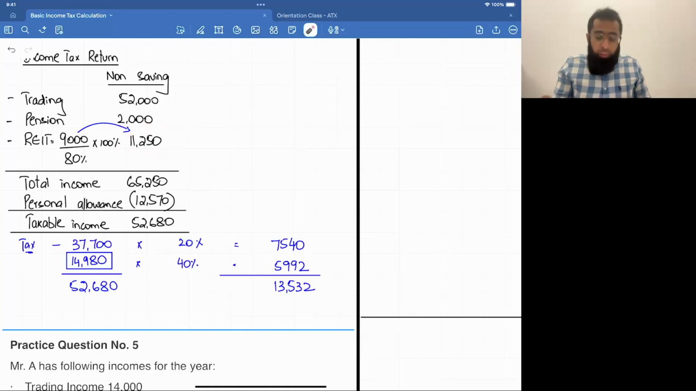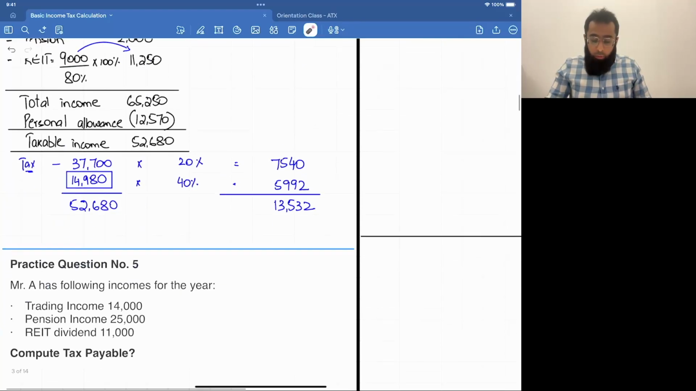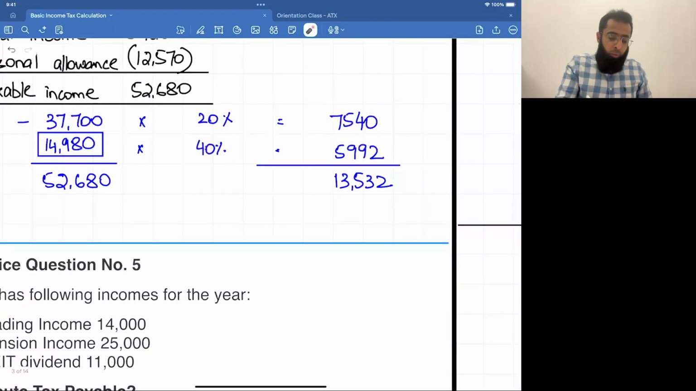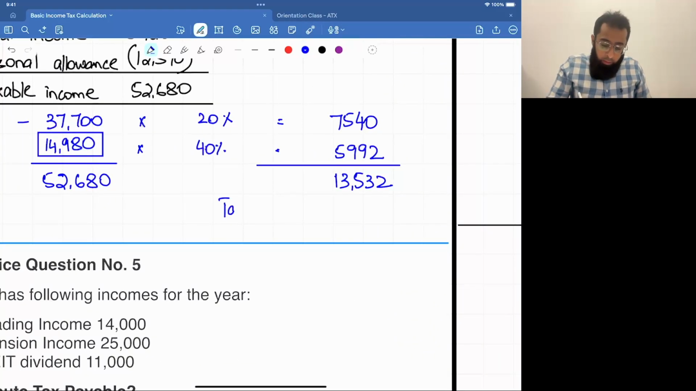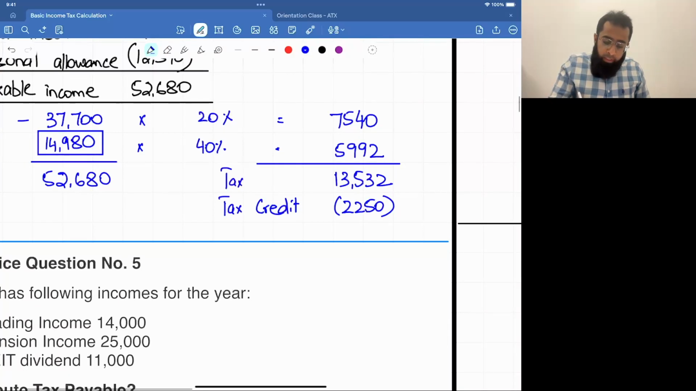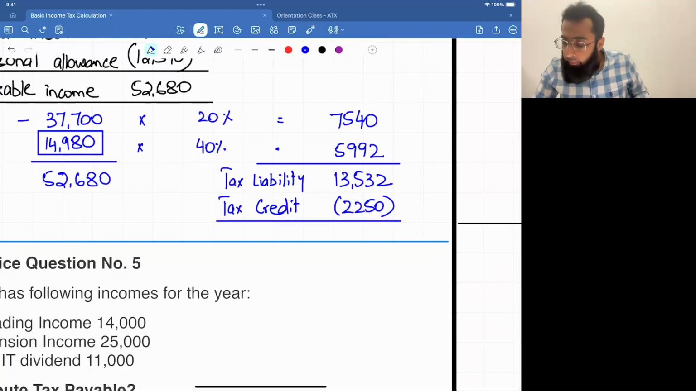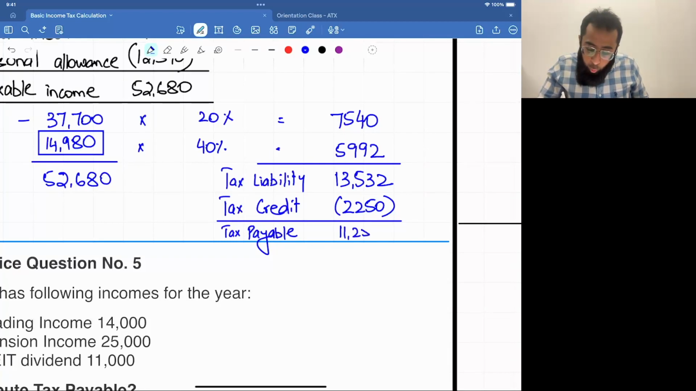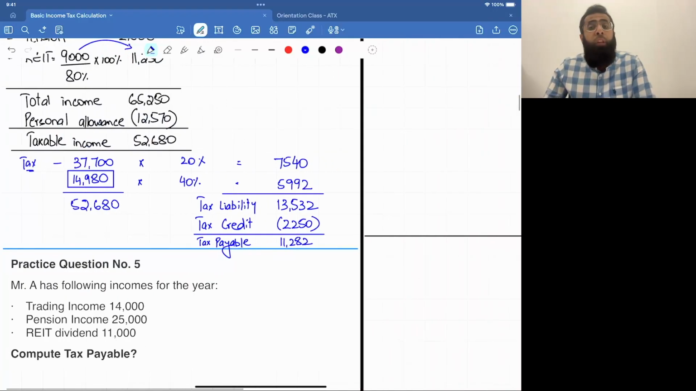Gross amount was 11,250. What we received was 9,000. So it's 2,250. You can take the difference or you can apply 20% also. So the tax credit, what we paid in advance, is 2,250. See, this value is called tax liability. What we paid in advance, adjust that, and the remaining is called tax payable: 11,282.